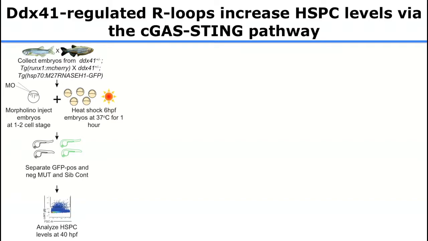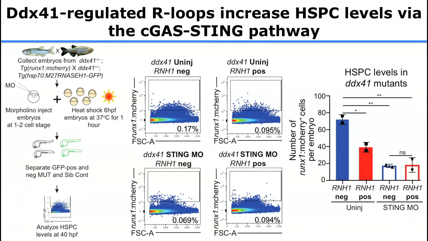If they're working through the same pathway, then if our hypothesis is correct, STING would be downstream, R-loops would be upstream. If you get rid of STING, it doesn't matter what you do to the R-loops, the STING phenotype is going to be epistatic to the R-loop phenotype. If they're acting through separate pathways, we might expect to see an additive effect, where you knock down R-loops and you knock down STING, and you'll have a greater reduction of HSC levels.